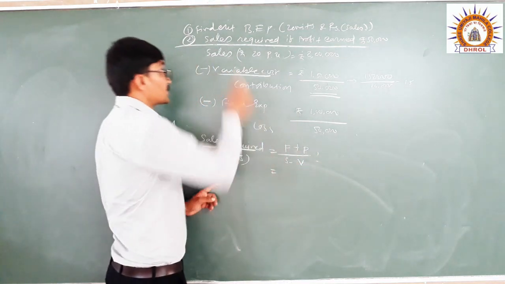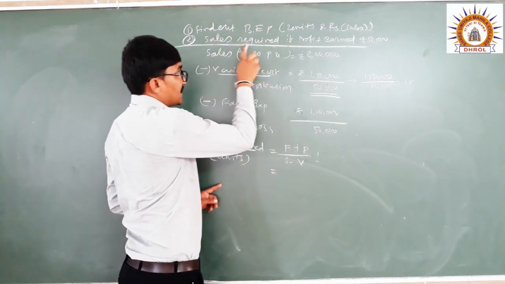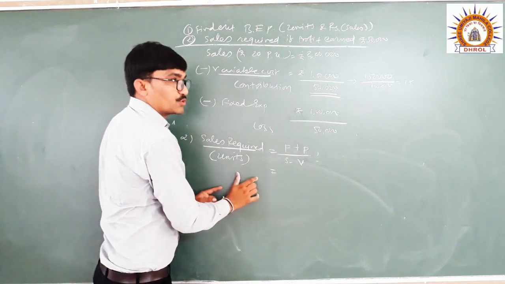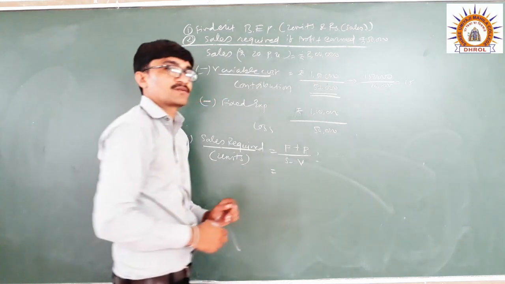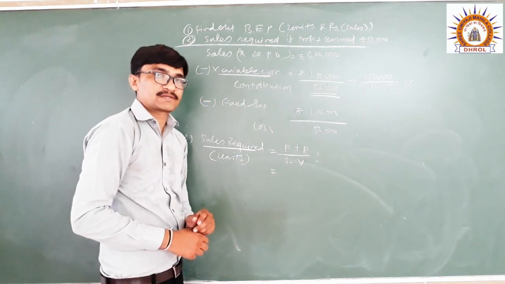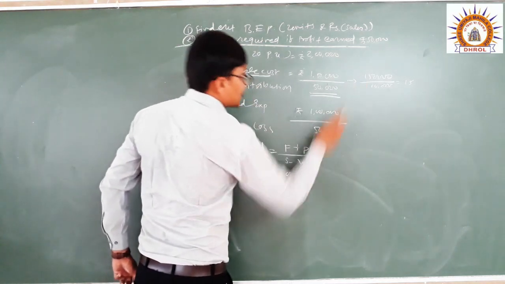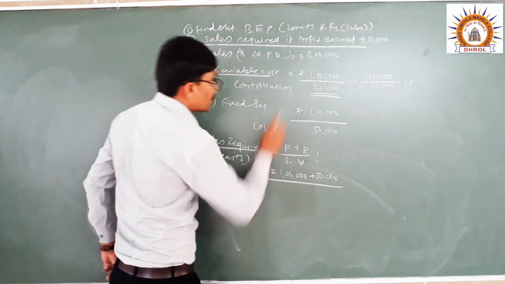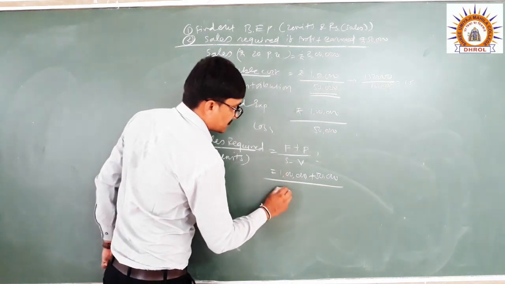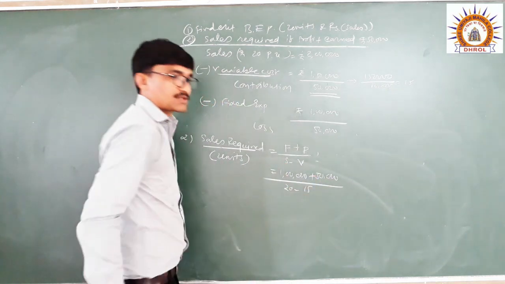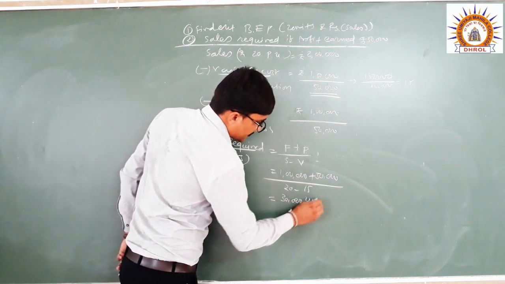When the word sales required is there in the example, you should use this type of formula. Sales required can be calculated in terms of units, and you can also calculate it in terms of rupees. So simply F, 1 lakh, plus profit given, 50,000. If it is required in terms of units, just put the selling price per unit 20 and variable cost 15. So what is the answer? The answer is 30,000 units.